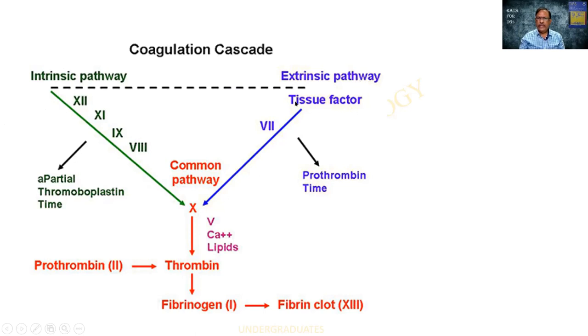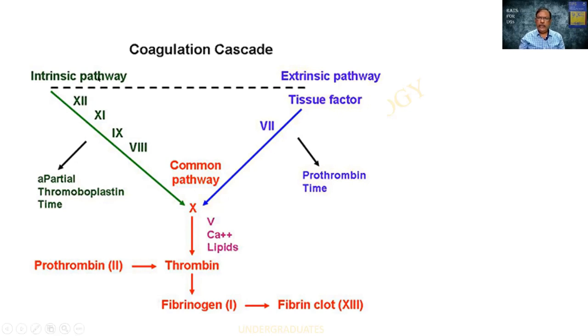And whenever there is a damage, there is an element called tissue factor which gets exposed. The tissue factor, by means of factor 7, is converted to factor 10. And from now onwards is a common pathway. The test that can be done at this juncture is the prothrombin time.